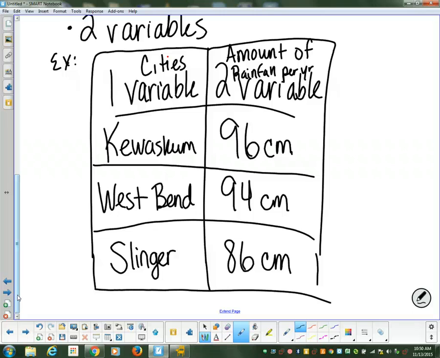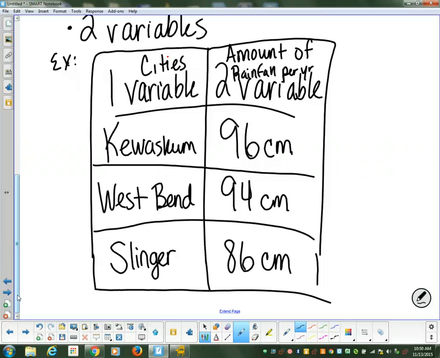Very good. Ashton, you have another one? Yeah, Slinger gets less rainfall than West Bend and Kewaskum. Okay. Slinger gets the least amount of rain out of the three cities, which is less than West Bend and Kewaskum. Good. Avery? Well, West Bend gets more rain than Slinger, but less rain than Kewaskum. Awesome. Very good job. Yeah. Kewaskum gets more amounts of rain per year than West Bend and Slinger.